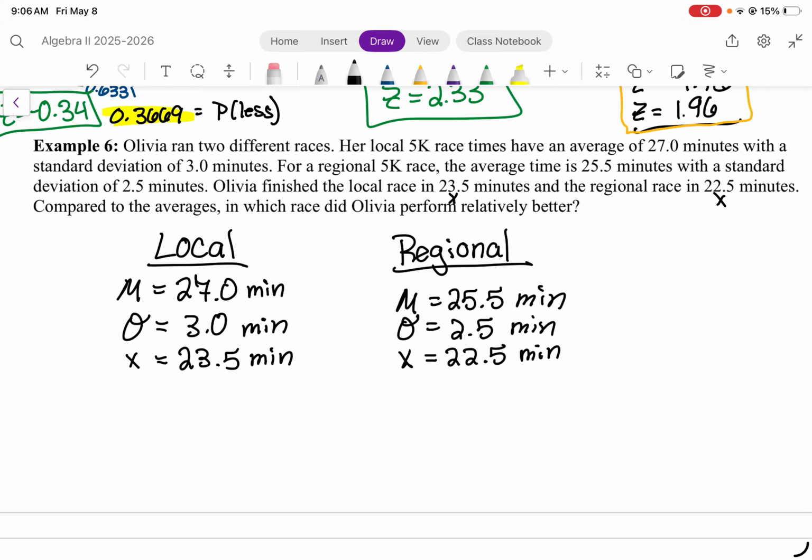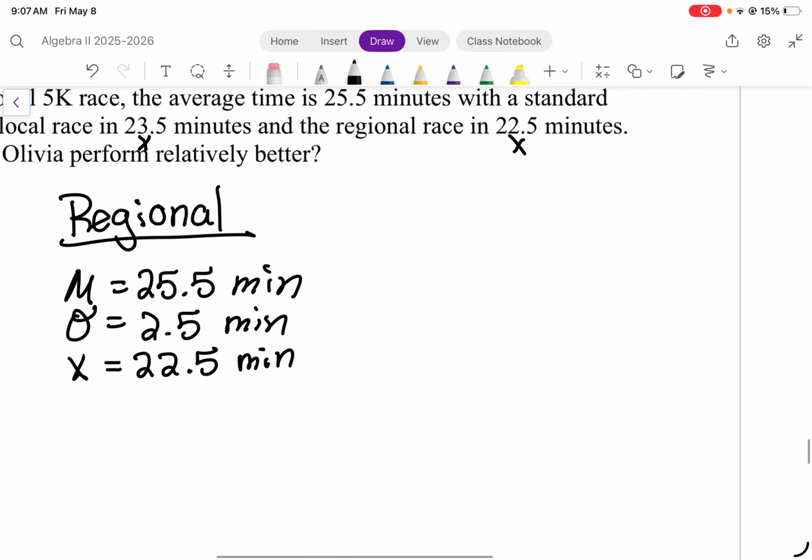So we are comparing average times to run a race. So you need to think when you are comparing them, is it better to be below average or above average? Because depending on the situation, sometimes it's better to be lower and sometimes it's better to be higher. For this one, because it's the amount of time that she spent running the race, it's better to be below the average times. So I'm going to make a note over here so that I don't forget what I am looking for once I get my z-scores, because it's not always going to be the largest or the smallest. It changes depending on the problem.